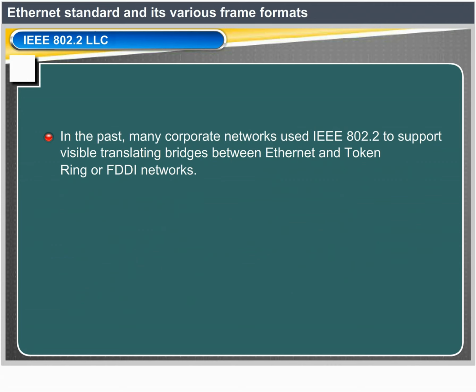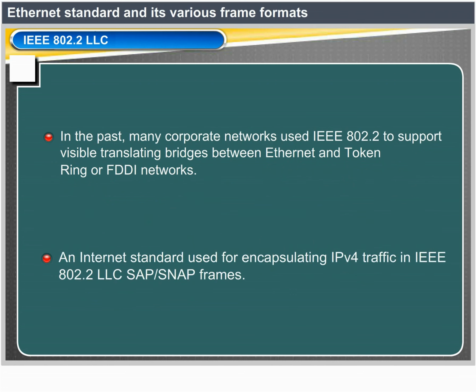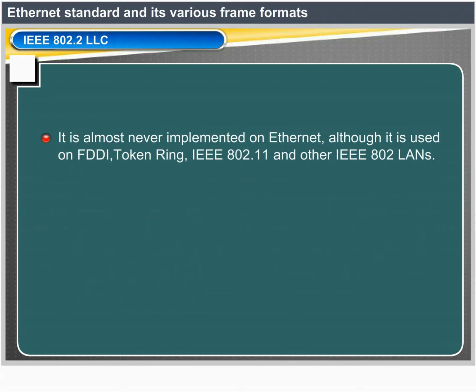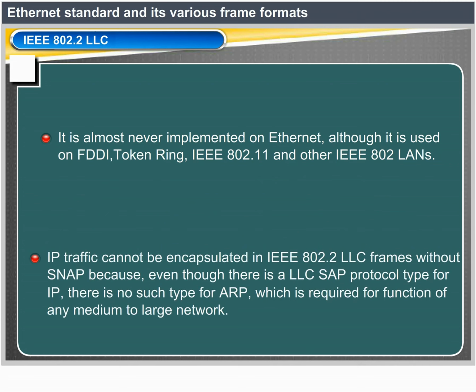An Internet standard used for encapsulating IPv4 traffic in IEEE 802.2 LLC, SAP or SNAP frames. It is almost never implemented on Ethernet, although it is used on FDDI, token ring, IEEE 802.11 and other IEEE 802 LANs. IP traffic cannot be encapsulated in IEEE 802.2 LLC frames without SNAP because although there is an LLC SAP protocol type for IP, there is no such type for ARP, which is required for operation of any medium to large network.